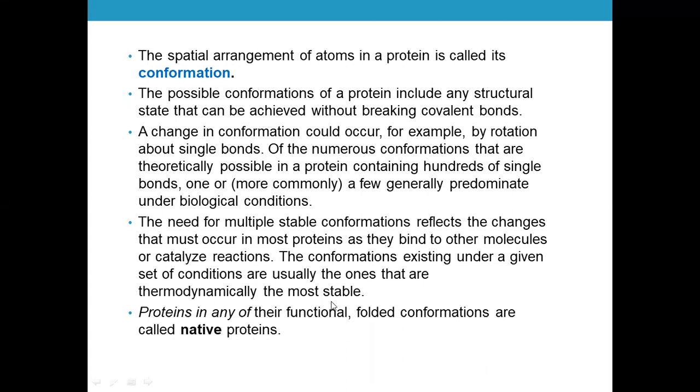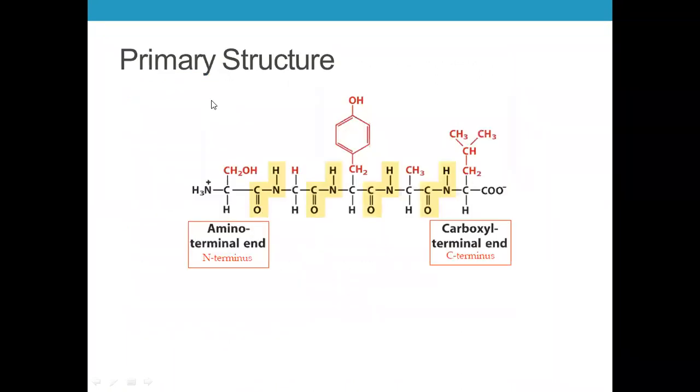We call that one its functional form, where it can function, like carrying, for example, hemoglobin, where it carries blood. With native conformation, we call that one the native proteins, without adding any other reagents to it that could alter its stable conformation.